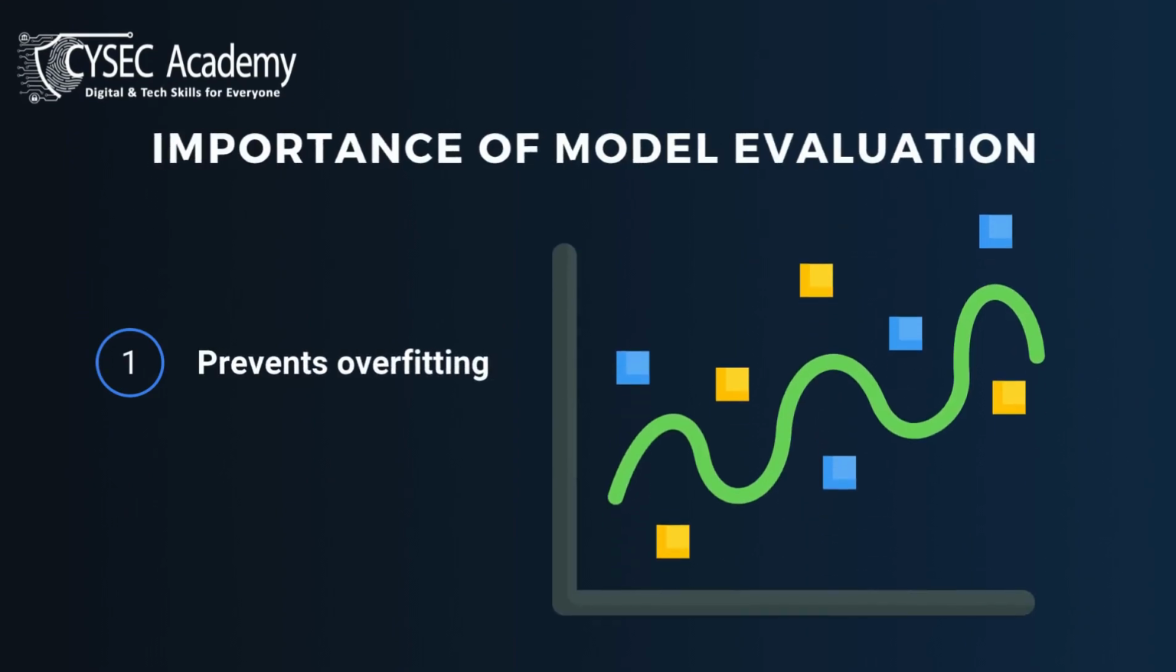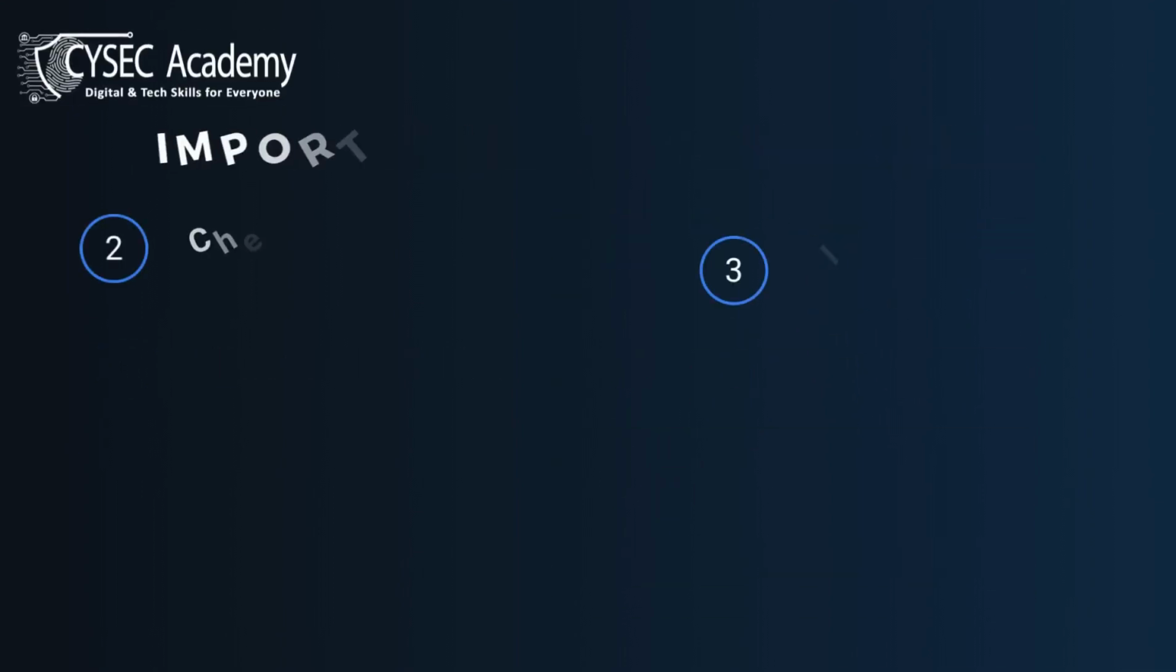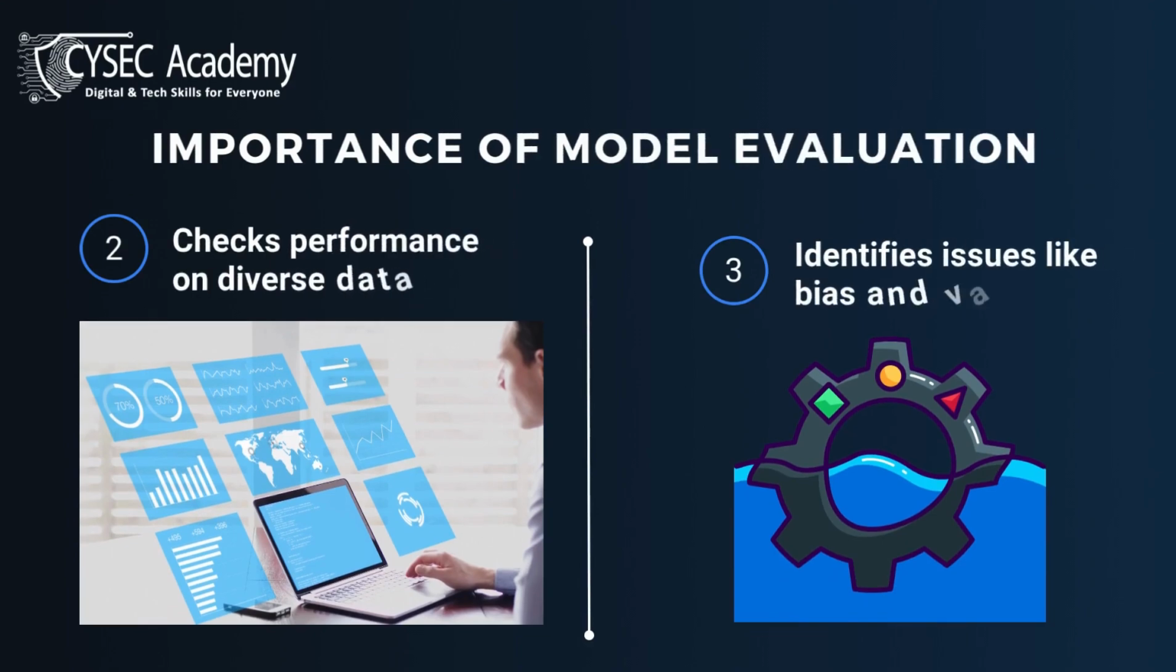Importance of model evaluation. The importance of model evaluation lies in its ability to provide insights into the model's accuracy, reliability, and robustness. Here are some reasons. 1. Prevents overfitting. Ensures the model doesn't just memorize the training data but performs well on new, unseen data. 2. Checks performance on diverse data. Confirms the model works well across different types of inputs.